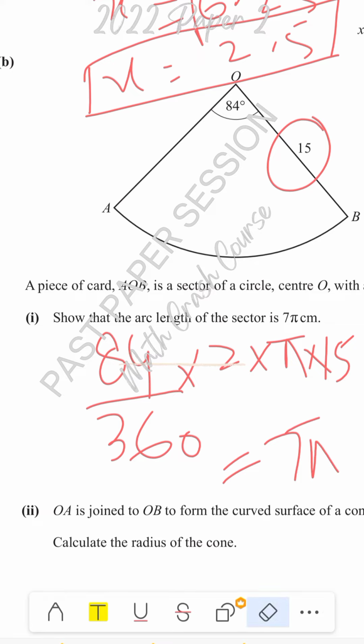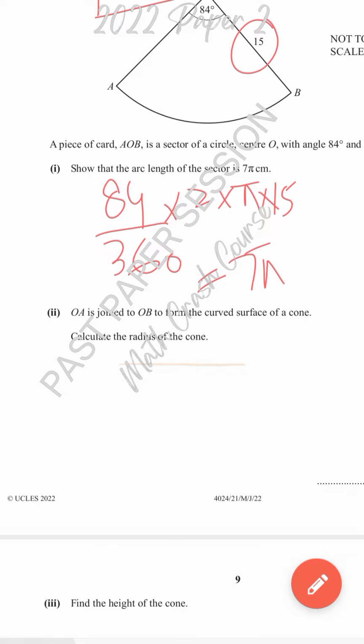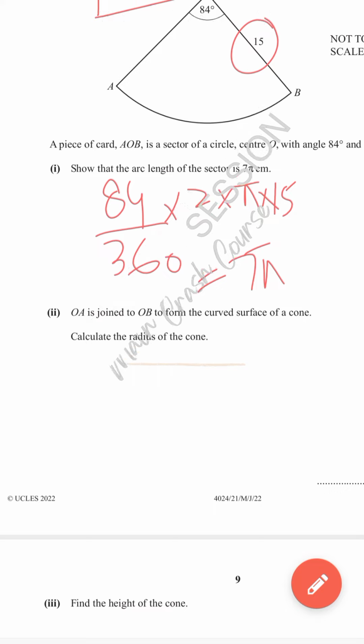In the next part, part 2, we are supposed to find out the radius of the cone. If you join the cone, it is saying OA is joined with OB to form the curved surface area of the cone. We are making the curved surface area of the cone.